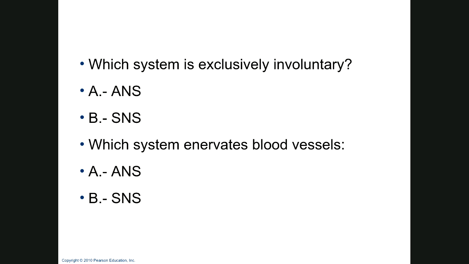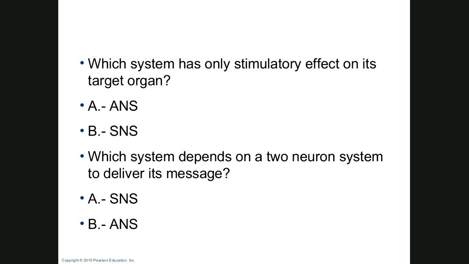So, which system is exclusively involuntary? ANS. Which system innervates blood vessels? Blood vessels are organs. They have smooth muscle. That's ANS. Which system has only stimulatory effects on its target organ? Somatic nervous system. The autonomic nervous system can stimulate or inhibit, depending on whether it's sympathetic or parasympathetic.